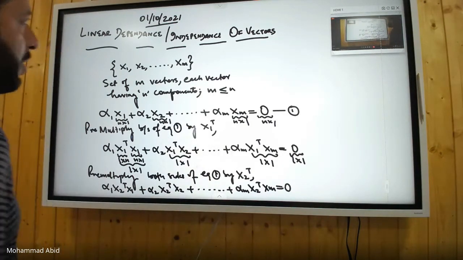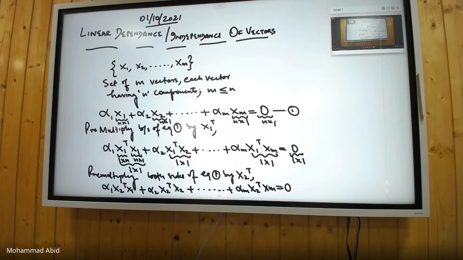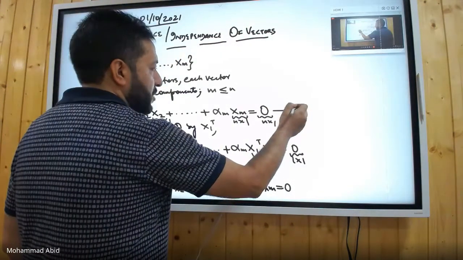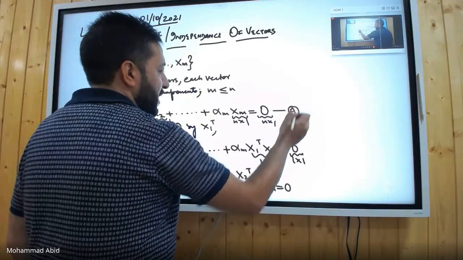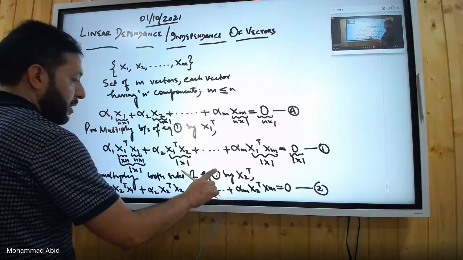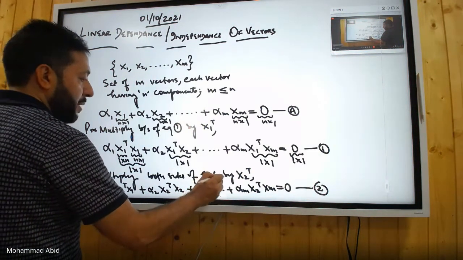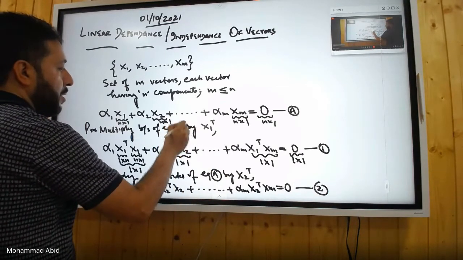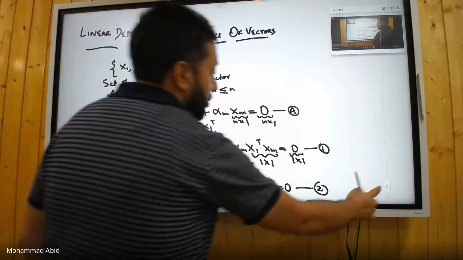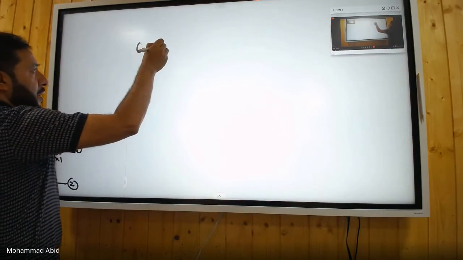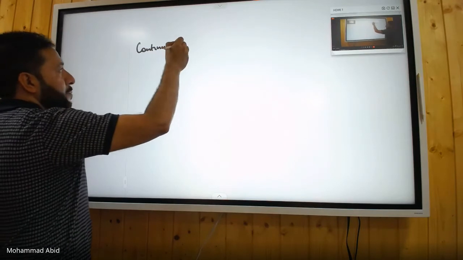In the same way I continue. I will continue multiplying and keep getting equations. Let me call this equation 1 equation A, so that I can start calling these equations 1, 2. So this will be equation A. I am multiplying by x2 transpose, x1 transpose. Okay. So continue this process, continue this multiplication process, continue pre-multiplying.